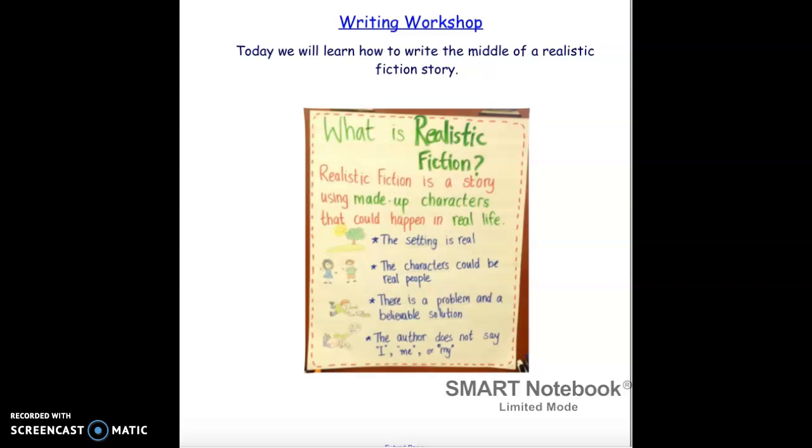Today for writing, we are going to learn how to write the middle of a realistic fiction story. So let's go over what is a realistic fiction. Realistic fiction is a story using made-up characters that could happen in real life. The setting is real, the characters could be real people, there is a problem and a believable solution, and the author does not say I, me, or my. You guys have to write the character's name. You're not writing the story by yourself. You're writing a story about a character.